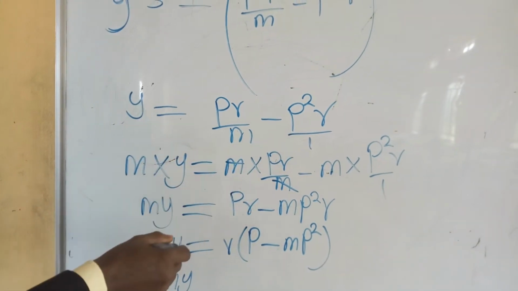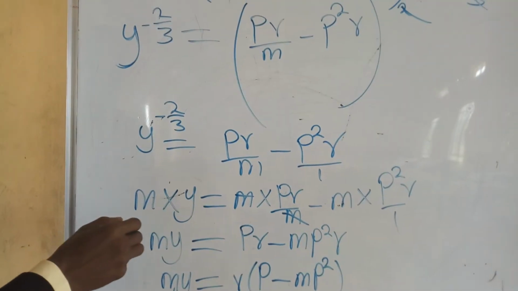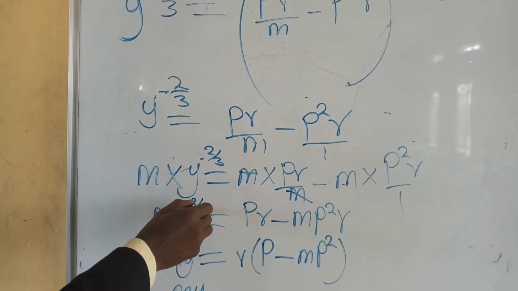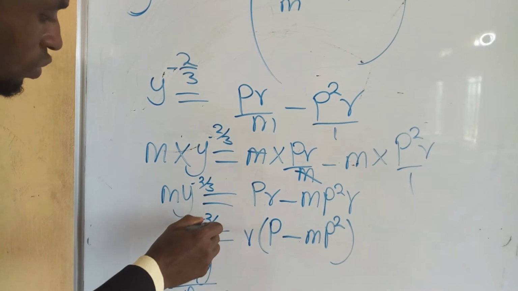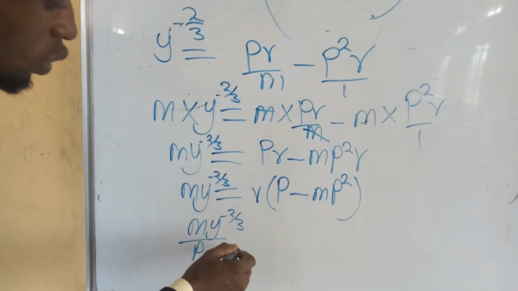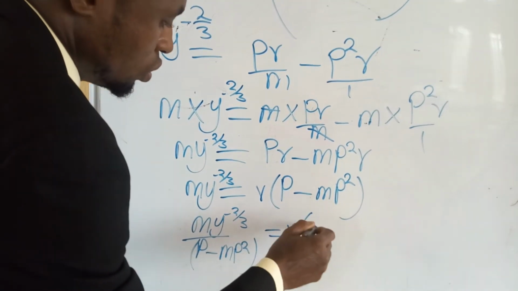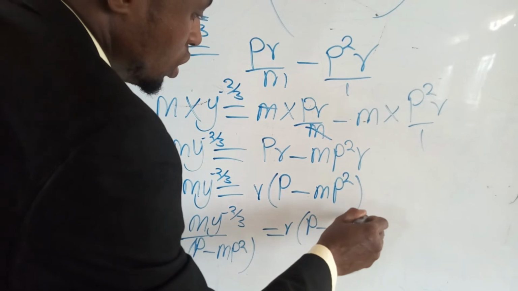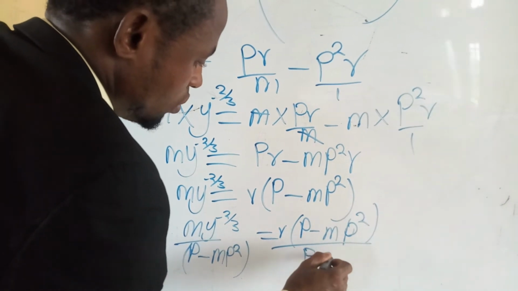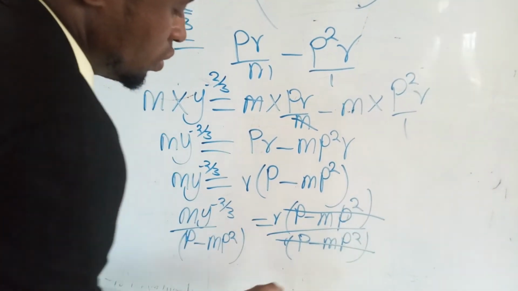Oh, I've made a mistake along this line. Please, this y is raised to the power minus 2 over 3. I've forgotten this minus 2 over 3. Please don't make that kind of mistake. So we have m y to the power minus 2 over 3, in brackets, equal to r into p minus mp squared, all over p minus mp squared. This will cancel this, and we are left with r.